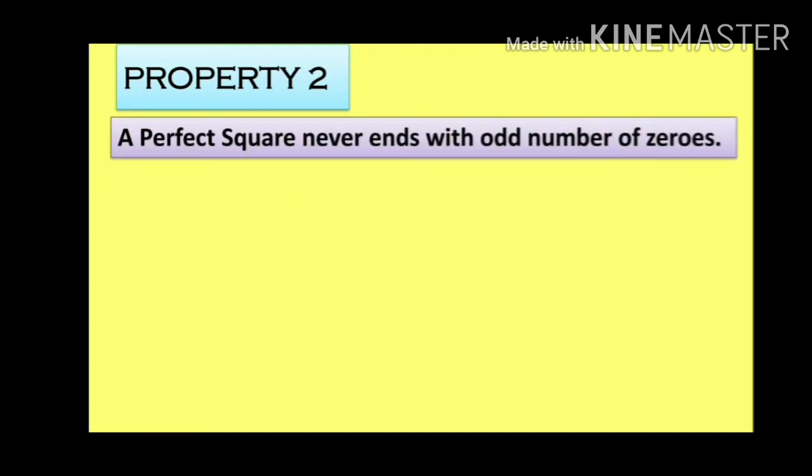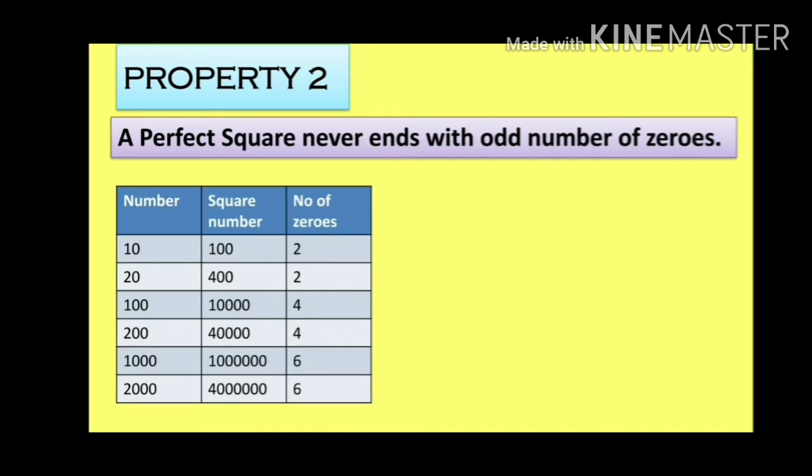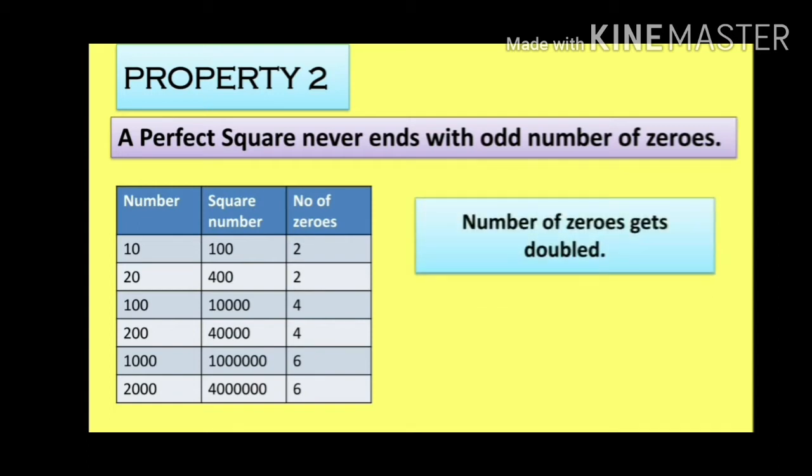So moving on, property 2. It says a perfect square never ends with an odd number of zeros. Let's see a list here. Here we have taken some numbers like 10, 20, 100, 200, 1000 and 2000 and we have found the squares of them. So 10 squared is 100 and 100 squared is 10,000, like this. Here we notice that the number of zeros gets doubled. As you can see here, the number 10 has 1 zero, but its square 100 has 2 zeros. Suppose we take the number 200, it has 2 zeros, but its square 40,000 has 4 zeros. So the number of zeros just gets doubled.